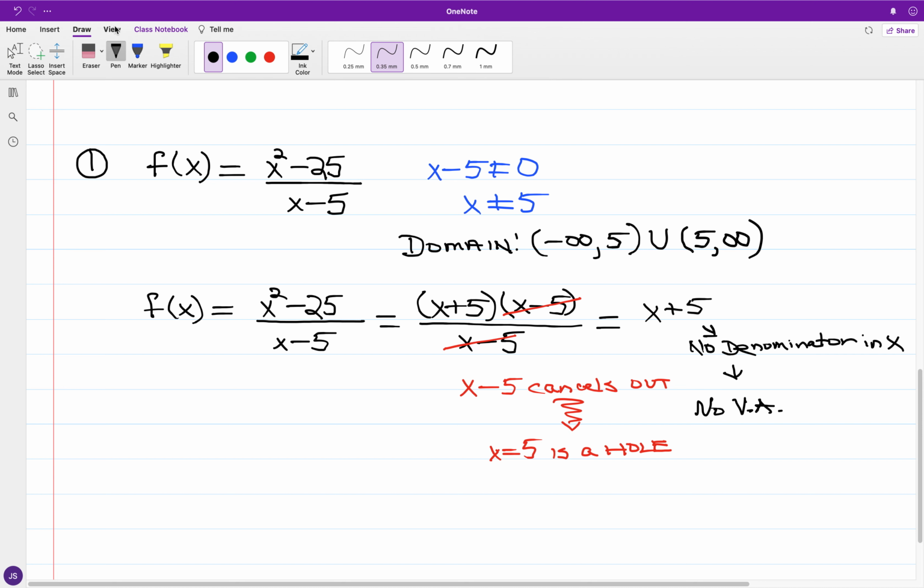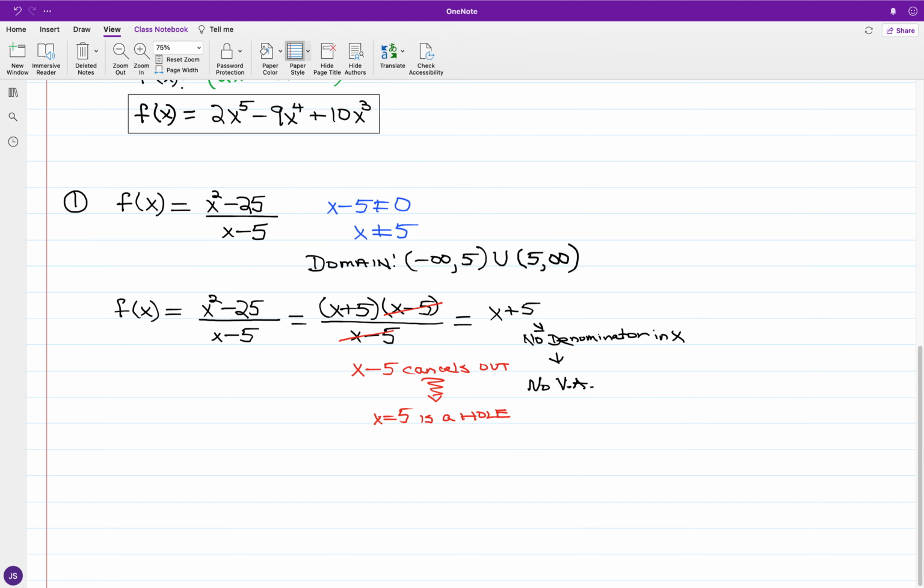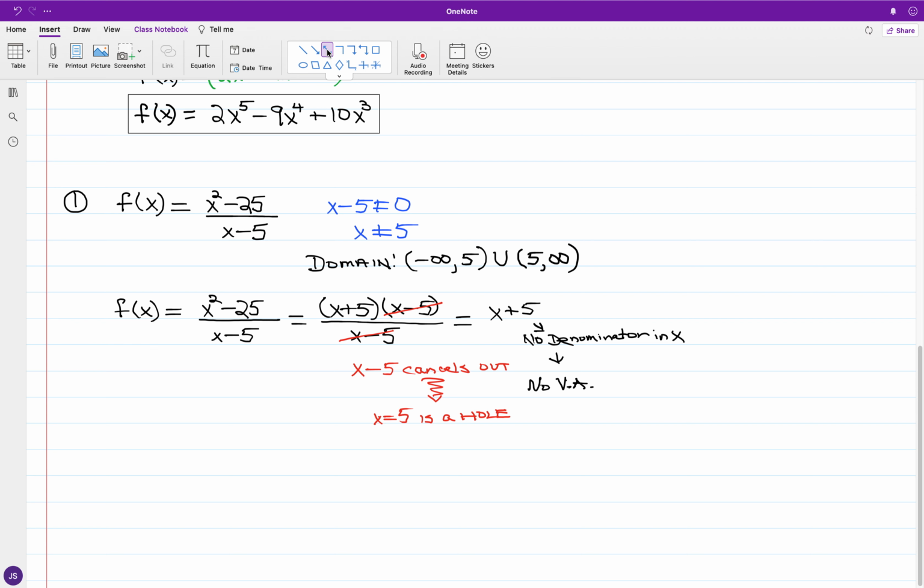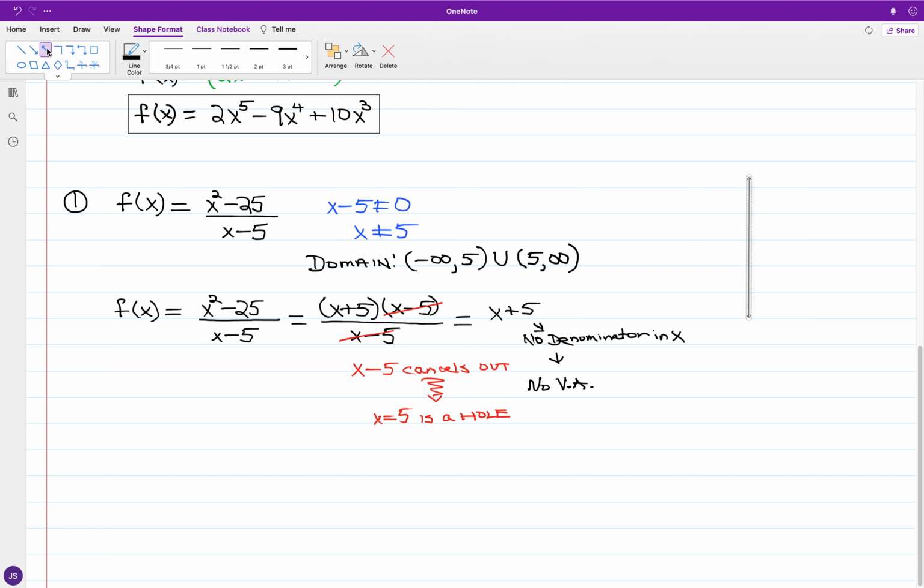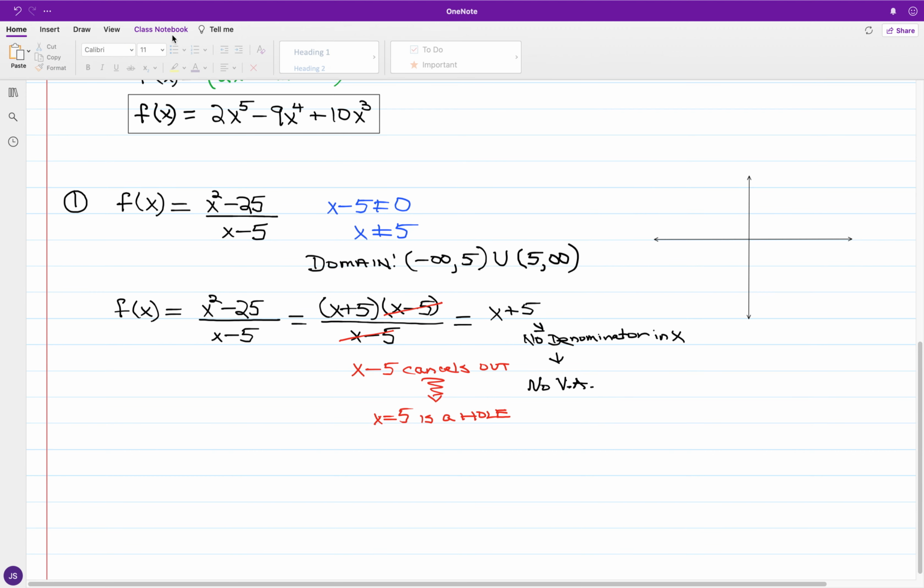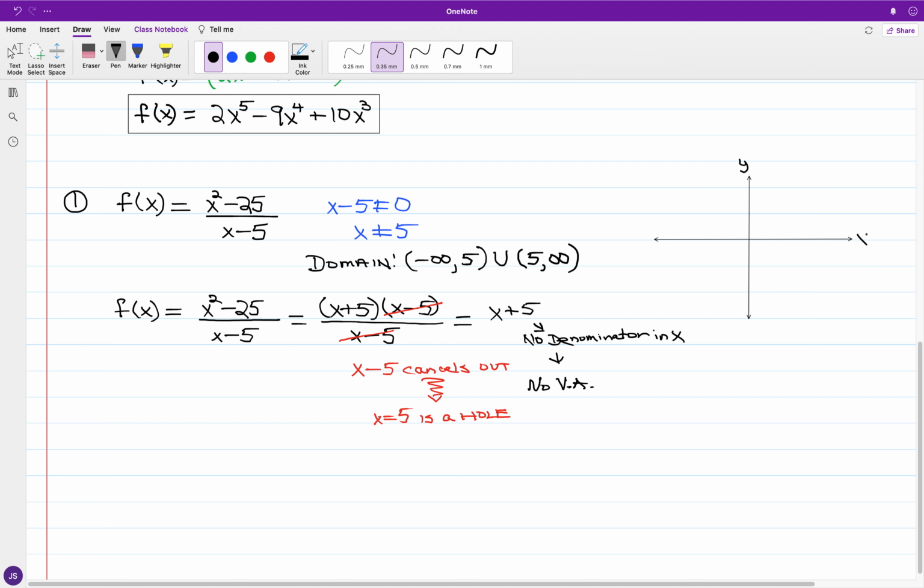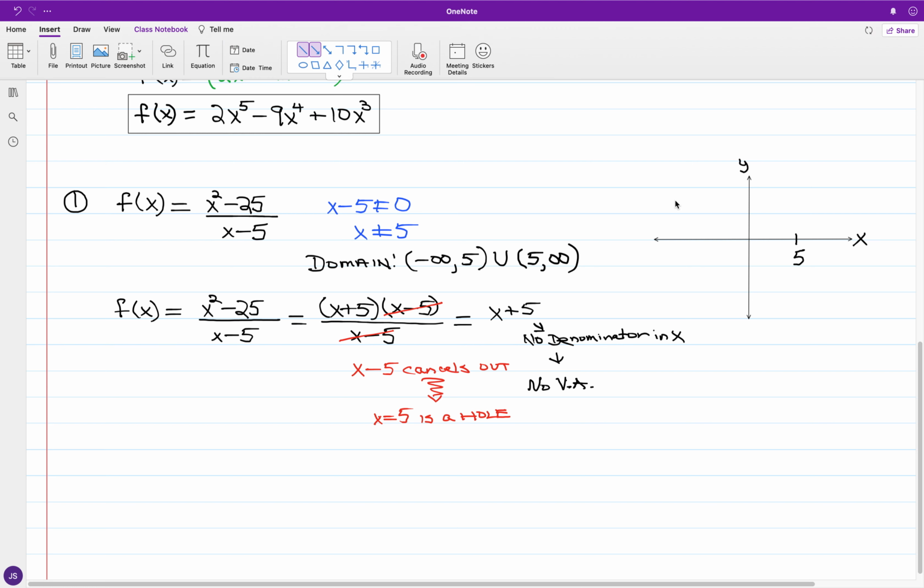Okay, and just providing a little bit of a visual on this one. Again, just the x value of interest, okay, that was at 5. And in terms of the graph itself, now for the appearance, what's going to happen here?